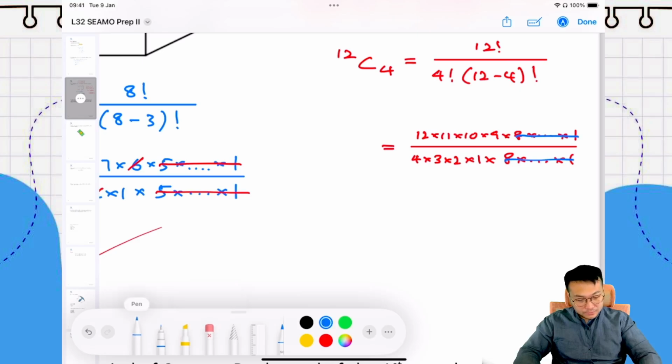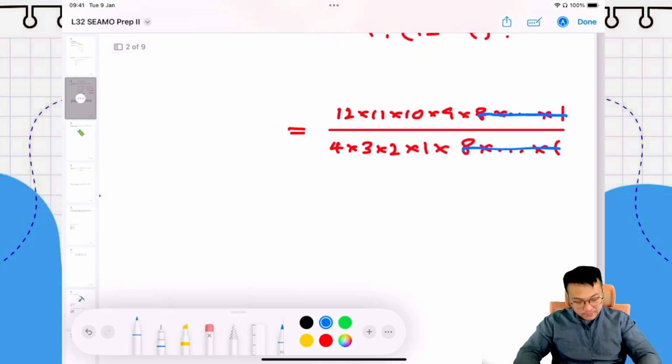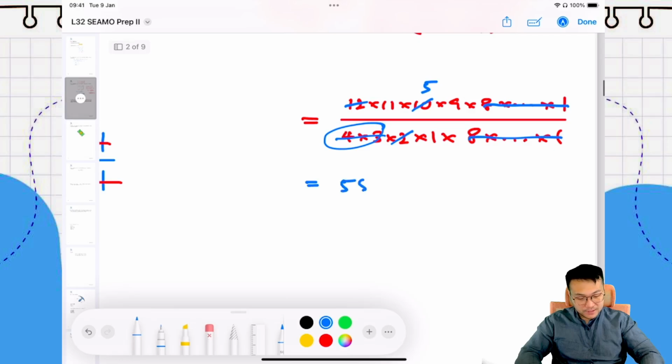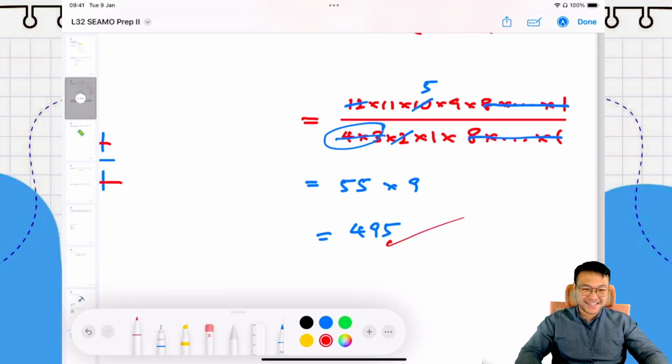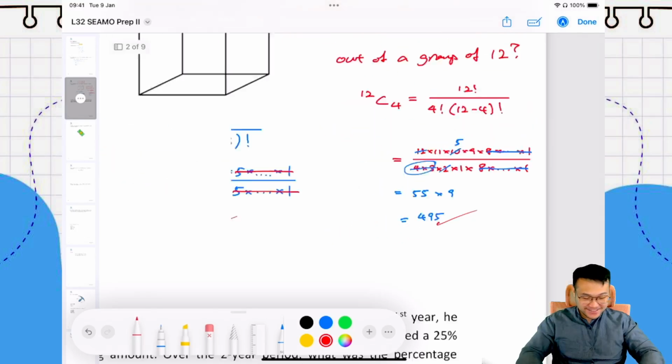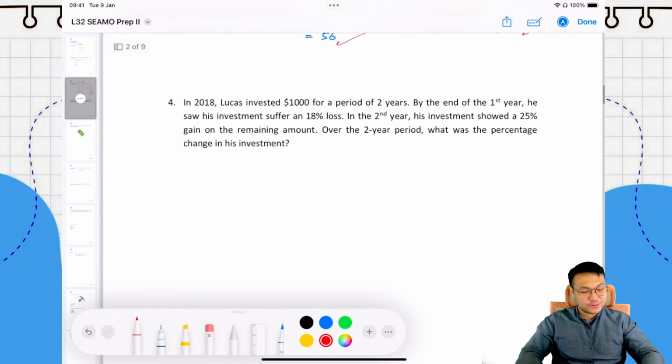So let's see. 4 times 3 is already 12, so I can cancel away the 12. Then I divide by 2, divide by 2. So 11 times 5 times 9. That means you get 55 times 9, which is 495. Very good, students. Max, Lian, Jingming, Vedan, and Brielle, everyone got it. Good job, students. Now you know how to use this formula.